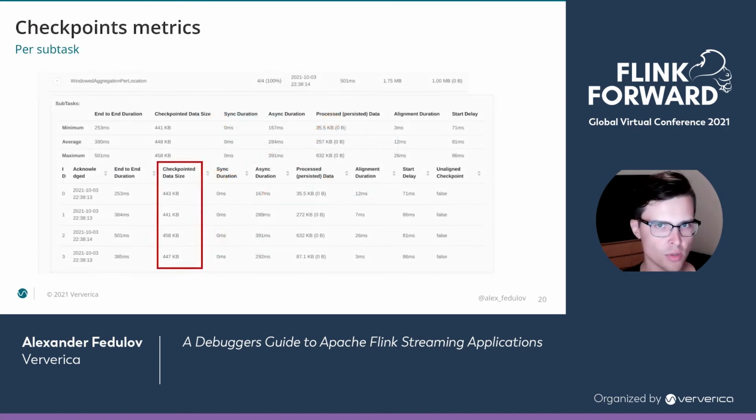To confirm the data skew hypothesis, it is useful to take a look at the checkpoints tab in the Flink UI. In addition to the overall operator statistics, it also displays the breakdown per subtask. In most cases, key skew will also be reflected in the corresponding skew of the checkpointed data sizes per task.